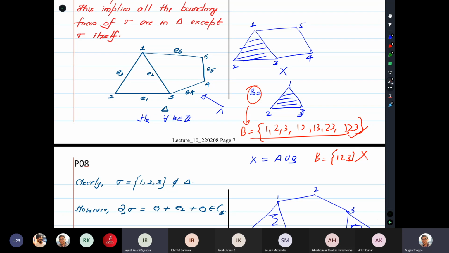So how do you choose A and B? The answer to that is somehow A and B's union is X. That's the first requirement. And the second requirement is that in some sense, computing the homology of A and computing the homology of B is easier. Okay, so that's at this point the vague rule. I have not specified to you how to figure out what A and B should be.